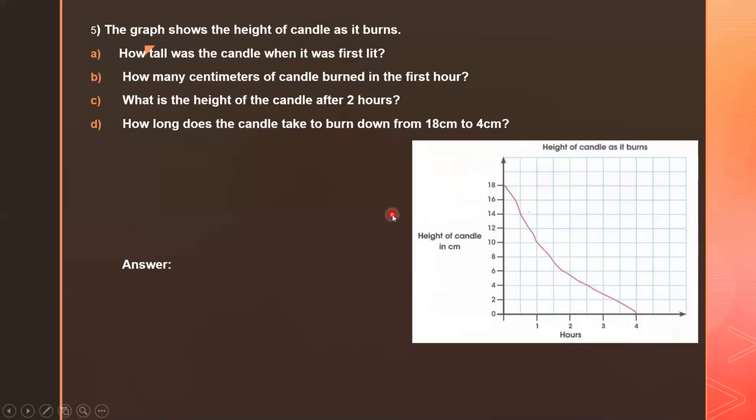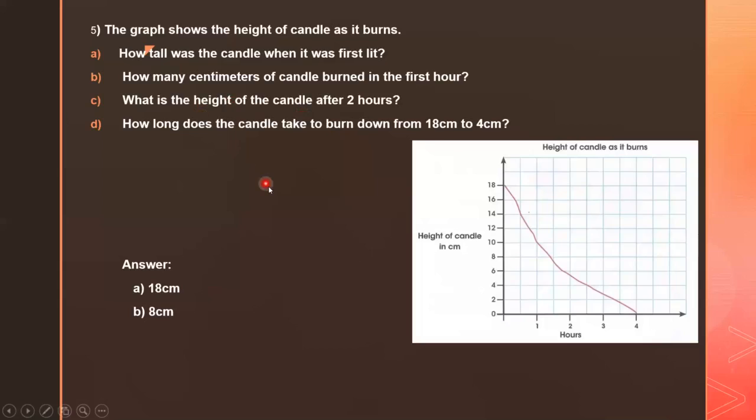How tall was the candle when it was first lit? So when it was first lit, the height of the candle was 18 centimeter. How many centimeters of the candle burned in the first hour? So the first hour means this one. It reached 10 centimeter. Actually, the height was 18, so from 18 it reached 10. So to find how many centimeters of candle burned, from 18 you have to subtract this 10. So that is 8 centimeter.